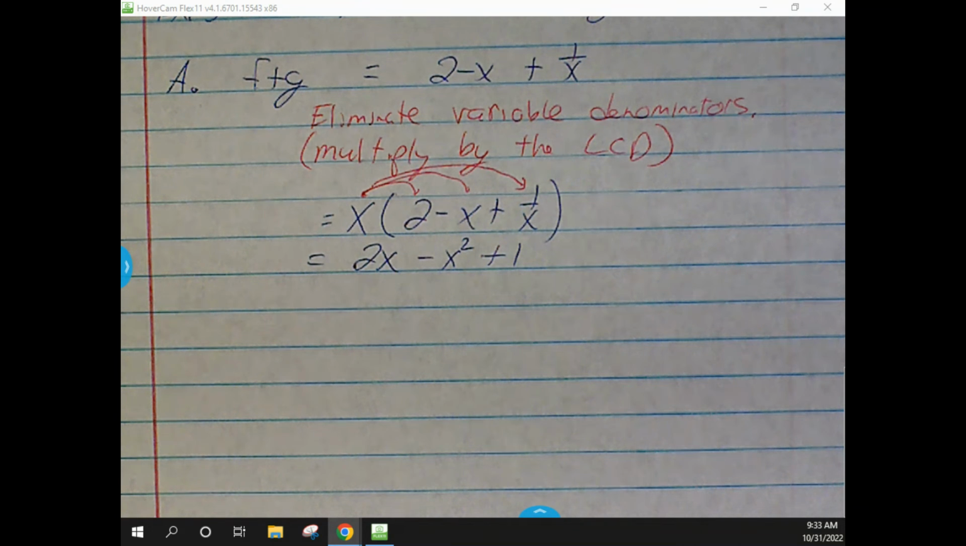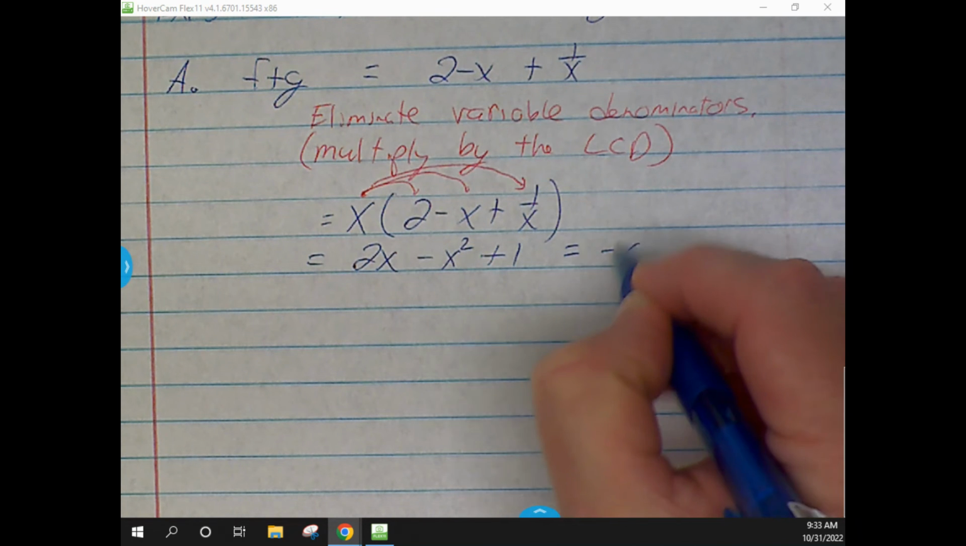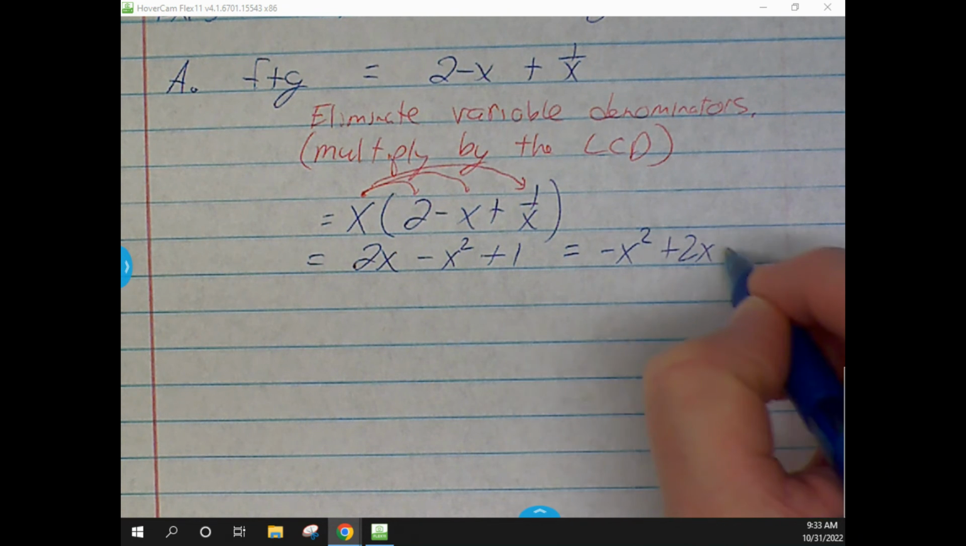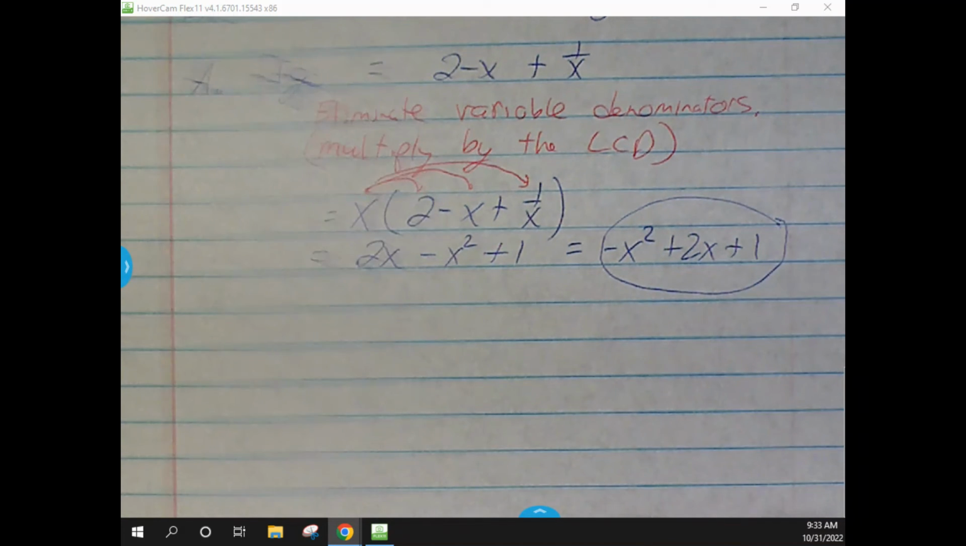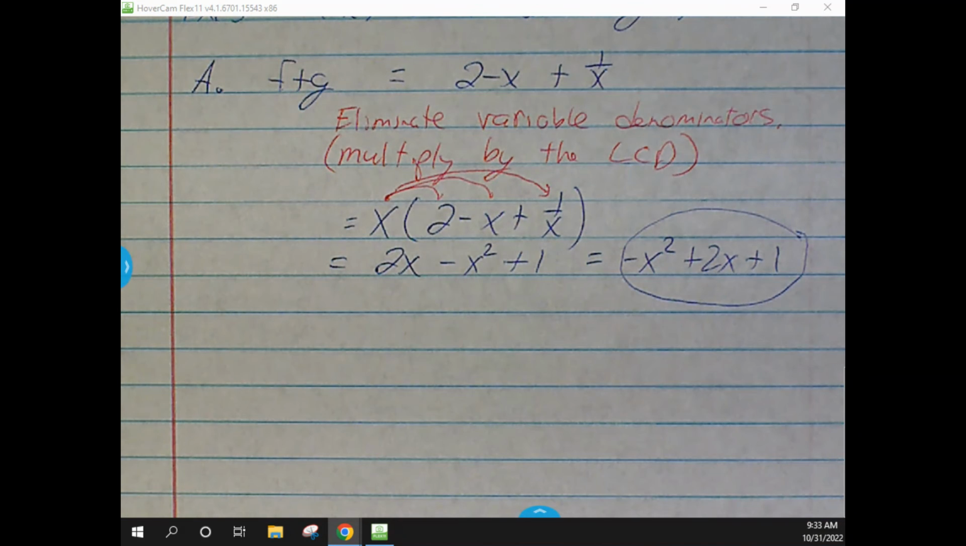And in that case, we'll go back to the old thing of writing it in standard form. So let's make it negative x squared plus 2x plus 1. Well, now again, we're going back to the original.